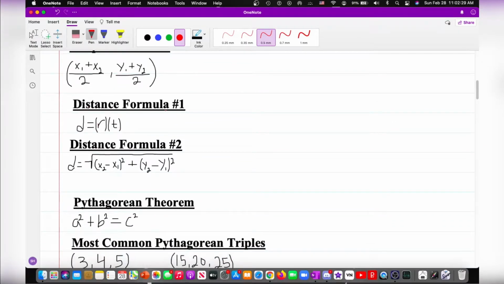Okay, next you have the first distance formula. This is a pretty basic one. It's d equals rt. So distance equals the rate, like speed, times time.